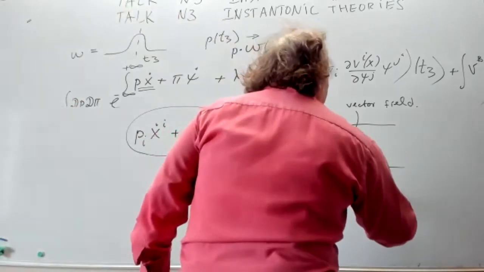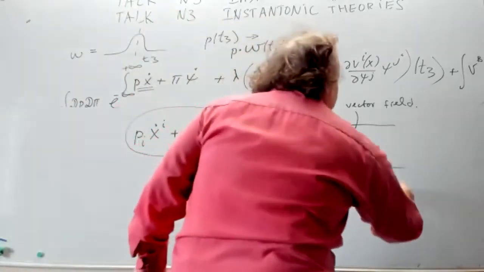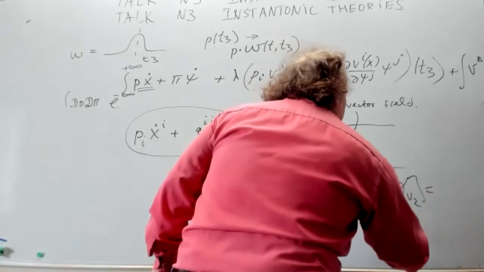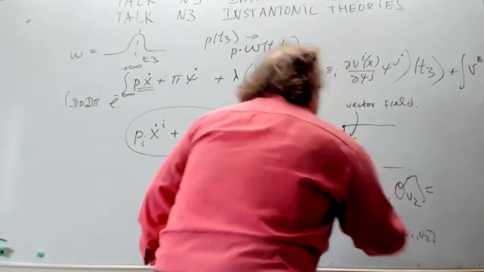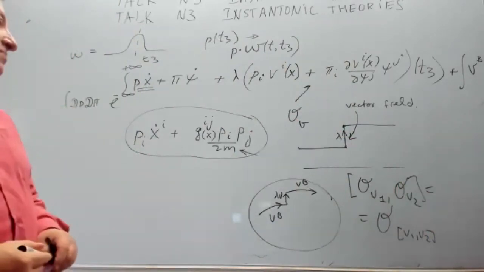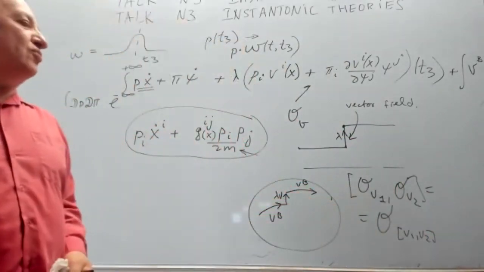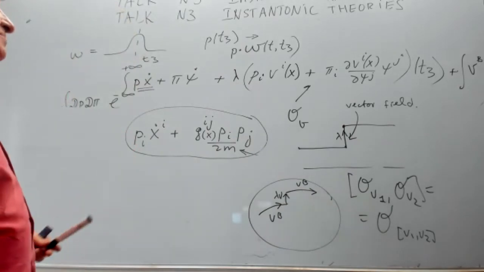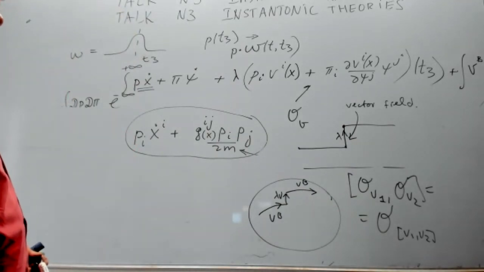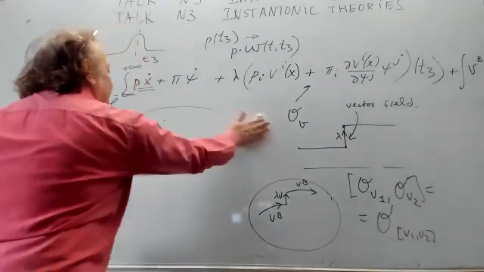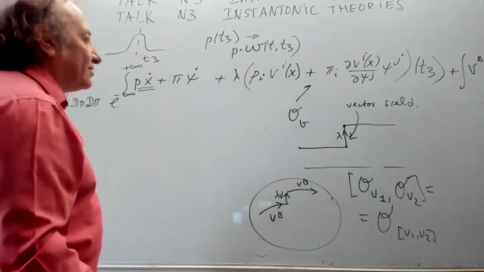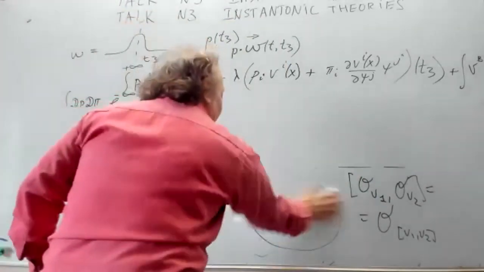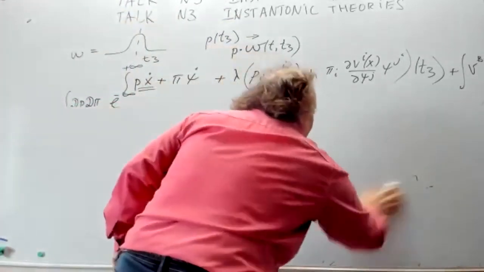Using this, you can prove that the commutator of O_V1 and O_V2 is, of course, O_[V1,V2]. And this statement has nothing to do with the choice of coordinates. It's invariant. Okay. I hope that tomorrow I'll say some more about it. But now I want to say that all this is not to study one-dimensional theory. All this is to study, of course, two-dimensional theory.